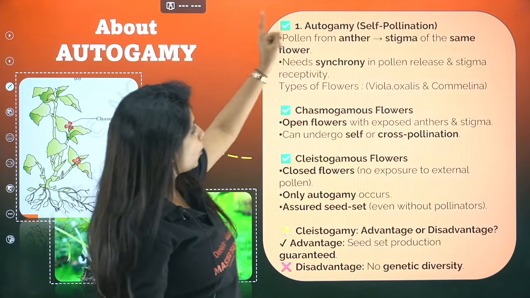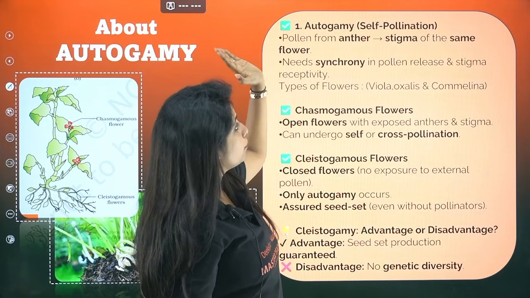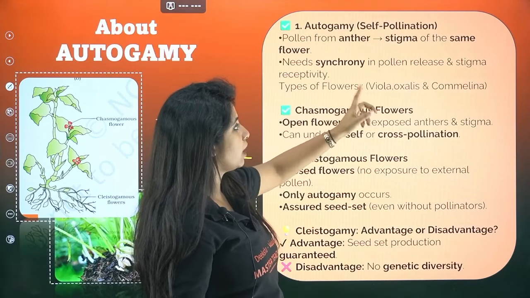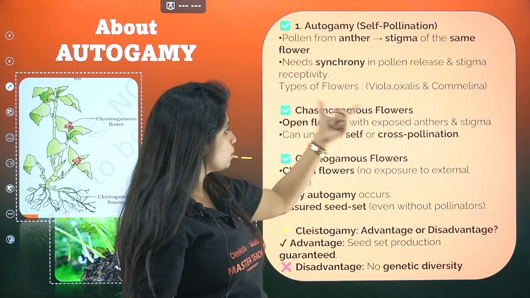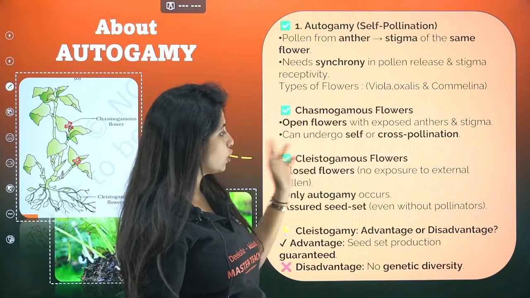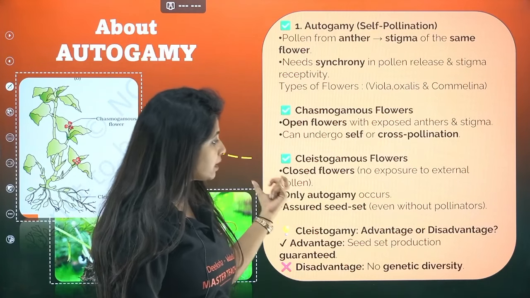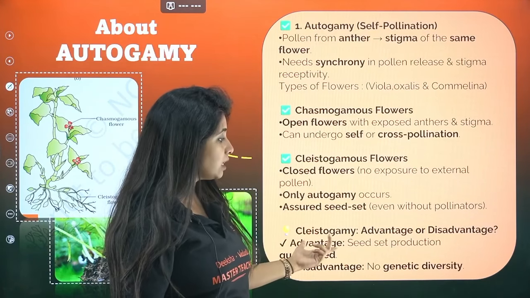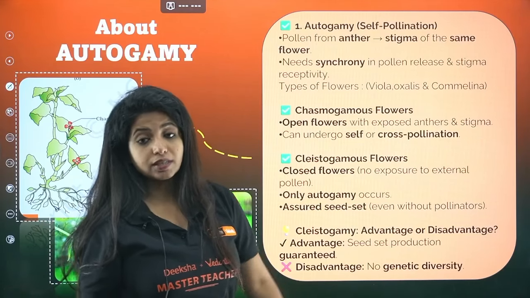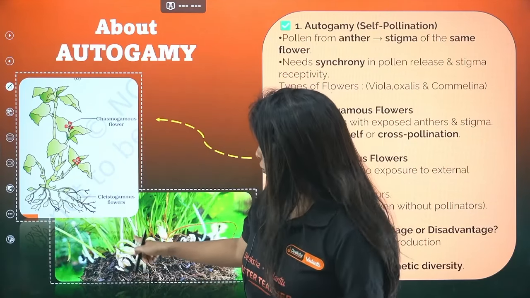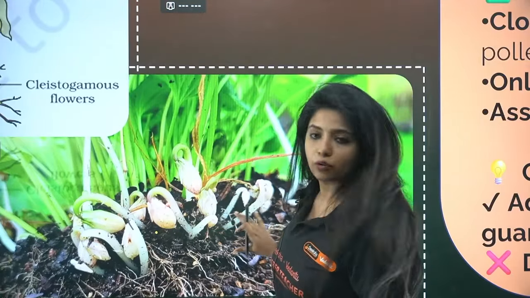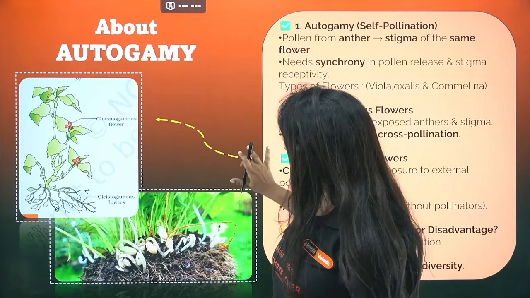So first is autogamous self-pollination: pollen from the anther goes to the stigma of the same flower, and it needs synchrony in pollen release and stigma receptivity. Types of flowers: Viola, Oxalis, Commelina. They have chasmogamous and clistogamous flowers. Chasmogamous are open flowers, and clistogamous, C L for closed, you can remember like that. Here a sure seed set is there. The advantage is that you do not need any pollinators. The disadvantage is that there is no genetic diversity. These are the closed flowers that you can usually see, and as I said, they are mostly found towards the root region. They are always closed.